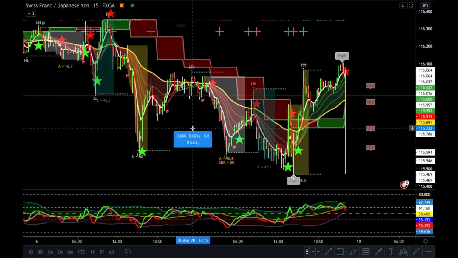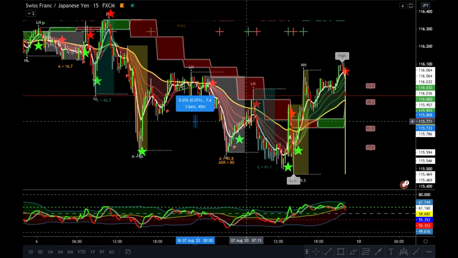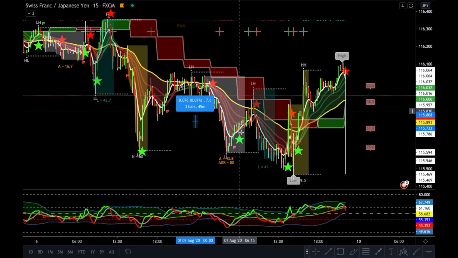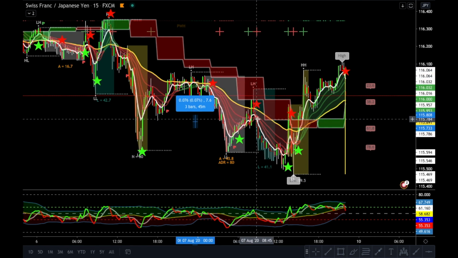Swiss franc, Japanese yen, as you can see, same thing here. Price was around the 50%. The TDI line is red. What you're going to do here, London session, TDI crossover. You wait for the TDI to turn red. So here it was green. When it turns red, you're getting in about here. So it's turned red. That's your entry candle.